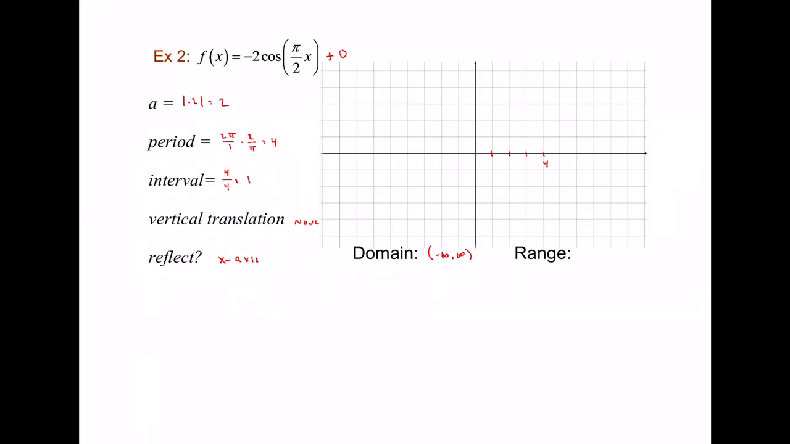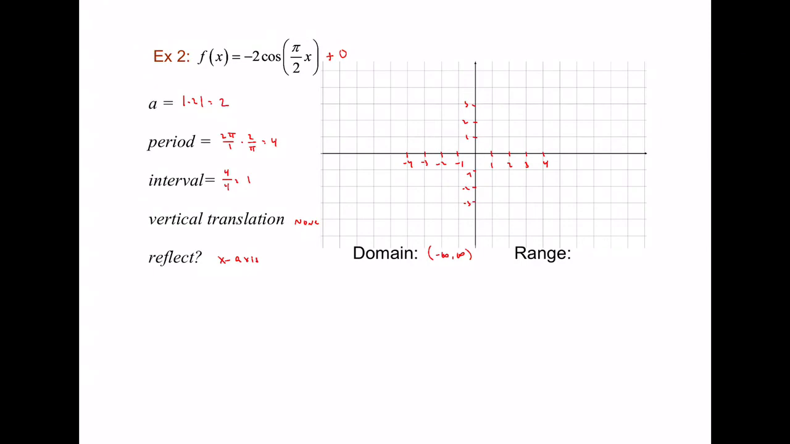The period is 4. Therefore, your intervals are 1s, so 1, 2, 3, 4, and then I'll go the other way, -1, -2, -3, -4. The y-axis I'm going to label by going up by 1s. And I think we're ready to go here.